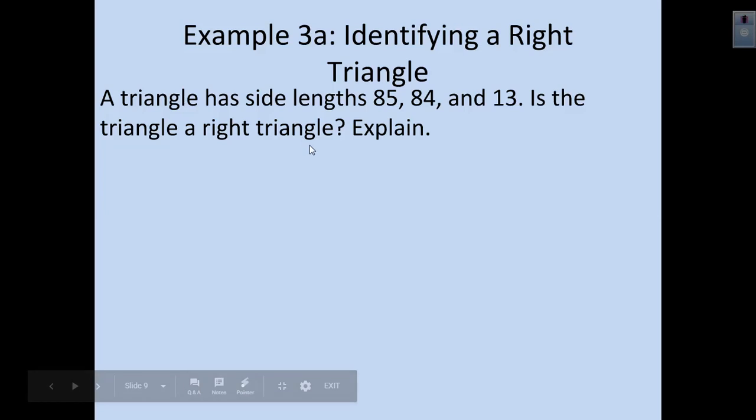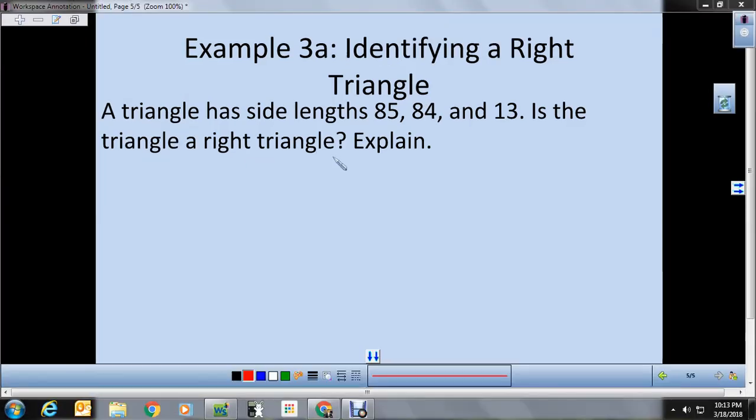So let's take a look at example 3a, identifying a right triangle. Triangle has side lengths of 85, 84, and 13. Is the triangle a right triangle? Explain. Well, if we take a look here, we have three sides of a triangle. Now, we have to know that the hypotenuse is always the longest side, which means 85 is going to be our hypotenuse. So as we set our Pythagorean theorem up, we say 13 squared plus 84 squared is equal to 85 squared.